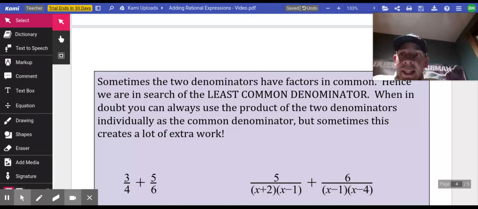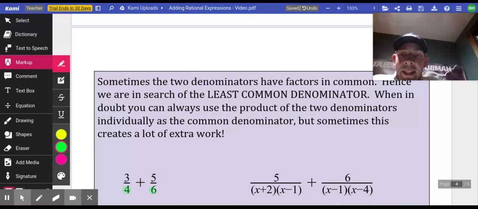look at this. My denominators down here are 4 and 6. So option number 1, you could just multiply the 4 and the 6 together and say their product is 24, so the common denominator is going to be 24. Well, what that's going to do in the long run, though, is create just a little bit of extra work because although 24 is a common denominator, it's not what? It's not the least common denominator. So that's what we're in search of. We're in search of the least common denominator, emphasis on least, because that's going to create the least amount of work for us to do, right?